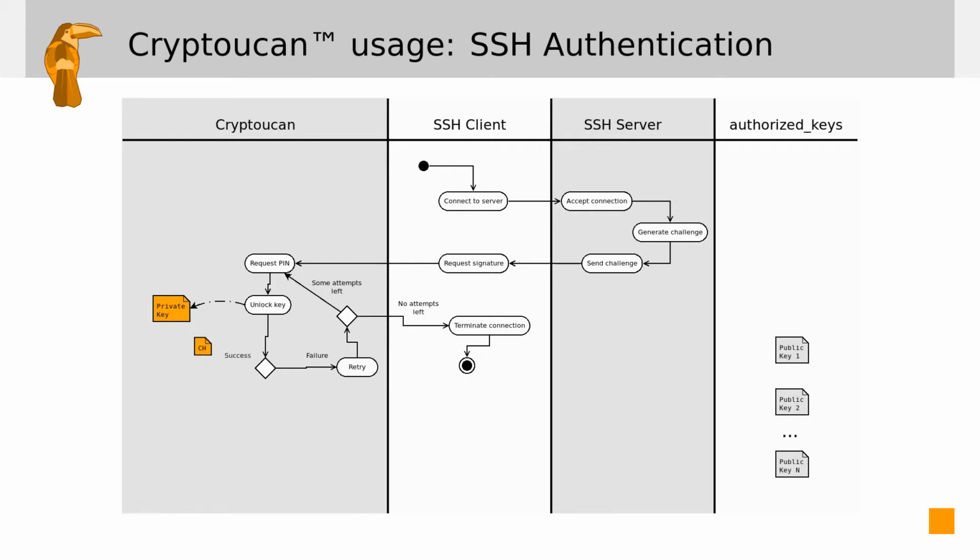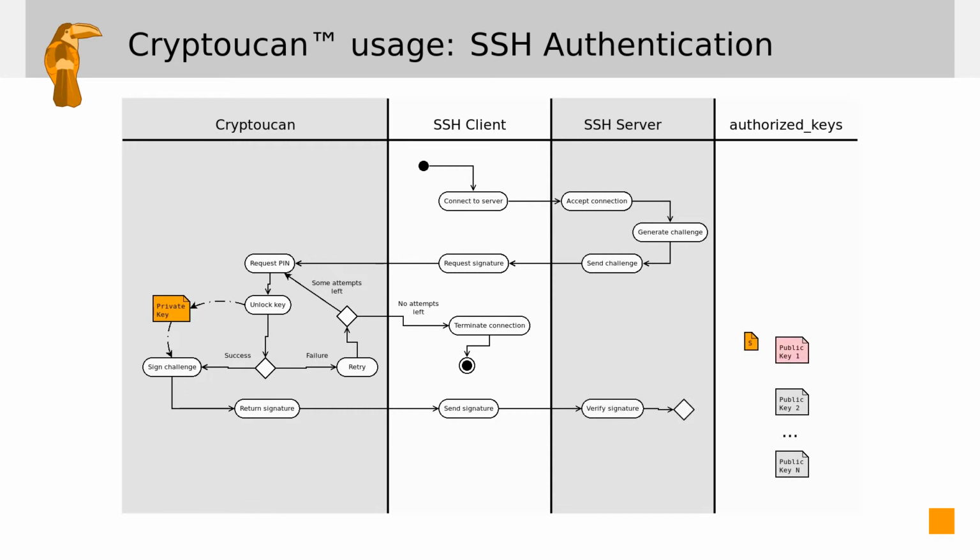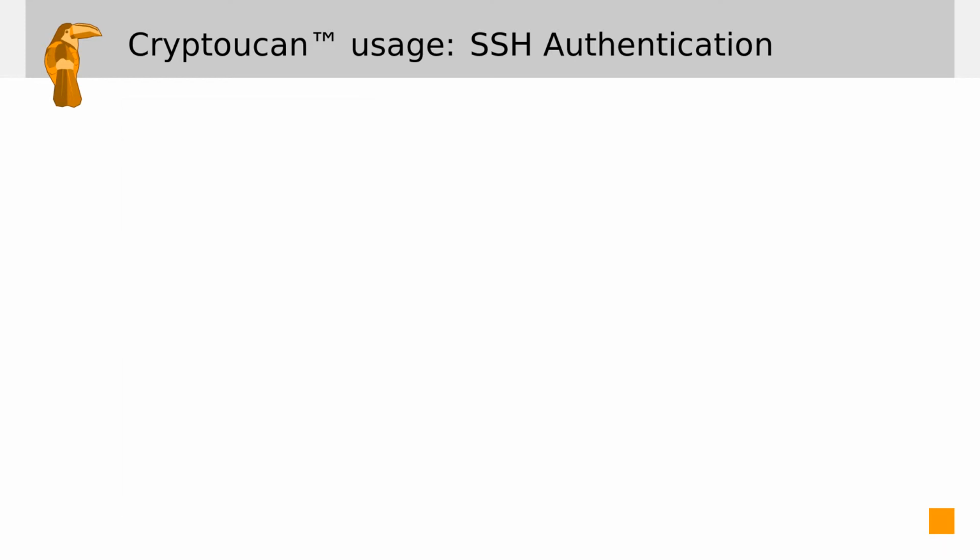However, in case of successfully unlocking the key, Cryptoucan signs the given challenge and returns the signature to the SSH client. The SSH client sends the signature over the network to the server. Then the server tries to verify the signature by matching it against known authorized keys. If it can't find a match, it terminates the connection. But when the signature matches an authorized key, it starts the SSH session immediately, and so does the client. It looks rather elaborate, but stay calm, it is much easier to use it than to explain it.